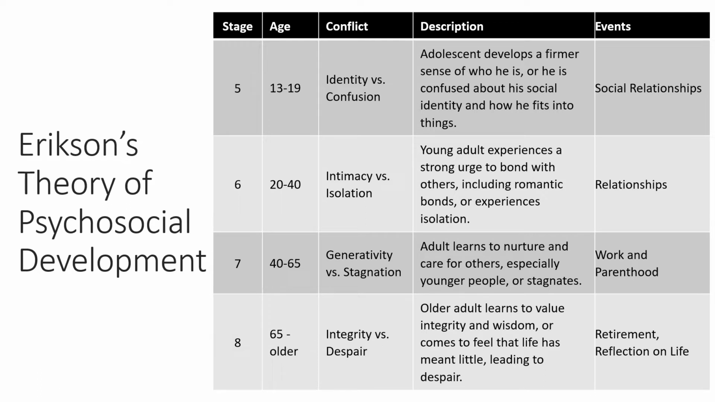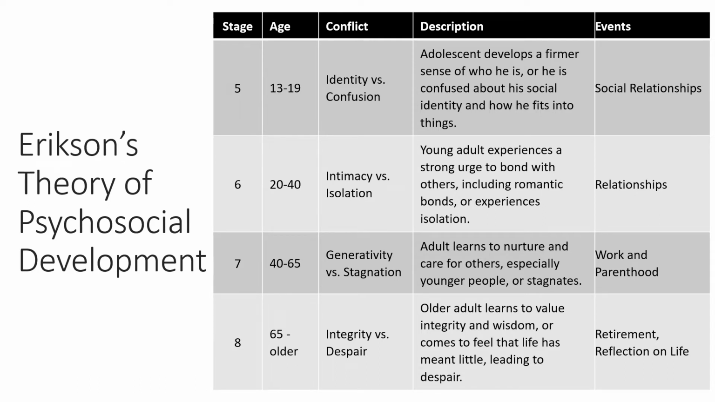Stage 7 occurs between the ages of 40 and 65. This is called generativity versus stagnation. This is when the adult is learning to nurture and care for others, especially younger people. This is when many people have children or go into careers to help other people, like teaching. Generativity means that you're caring for others. You're generating care for others. If you don't do this, you may experience stagnation or feeling that your life is not progressing, that you have no purpose.